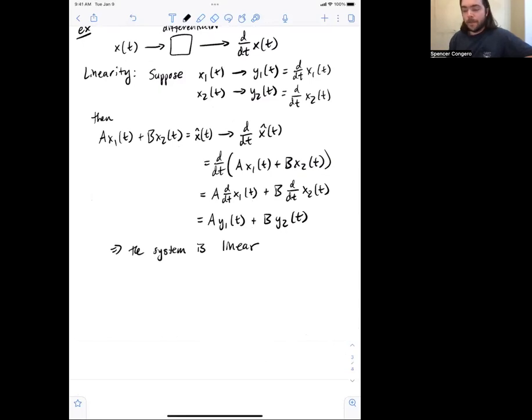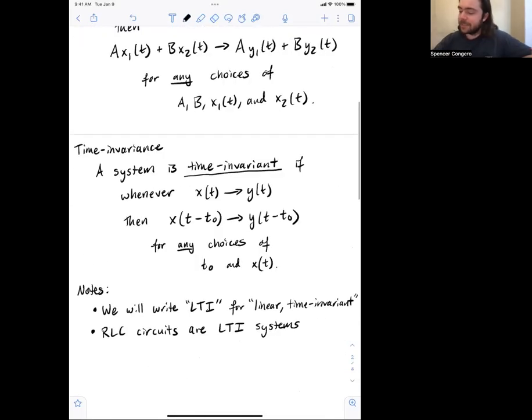Okay, so great, that was linearity. Now let's do the same thing for time invariance. Let's refresh what the time invariance definition was. The system is time invariant if when I put in some input x of t and get out some output y of t, then if I put in any shifted version of x of t, I mean x of t minus some constant t naught, then the output has to be the same shifted version of the output. So I should get the output I got before, y of t, just shifted by the same amount, t naught. And again, it has to be true for any choices of t naught and x of t.